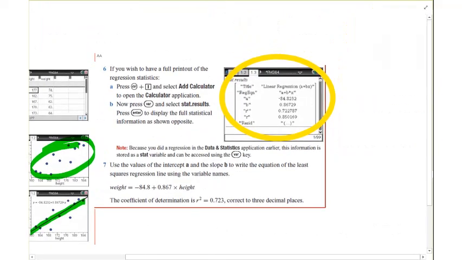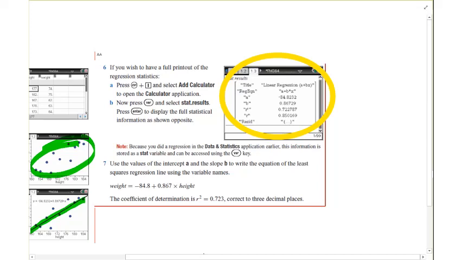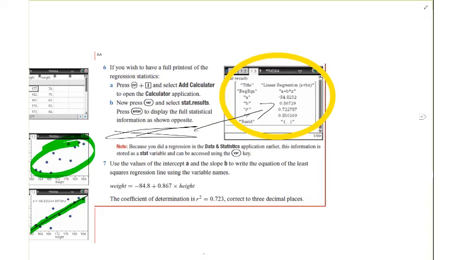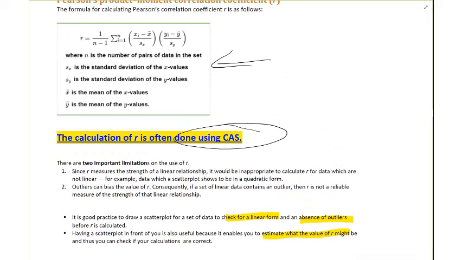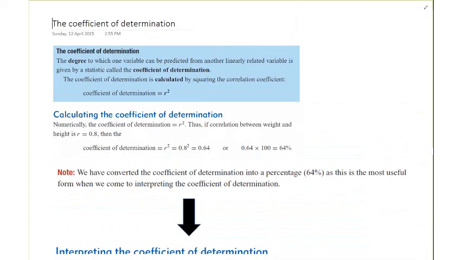But more important for what I've been just talking about for R and what will come up as R squared is that if you follow these instructions after you've done your graph, you will get this information here. Okay. So that's actually doing the calculation part of R and R squared. And we know R gives you the strength. Then we'll go on to the coefficient of determination.